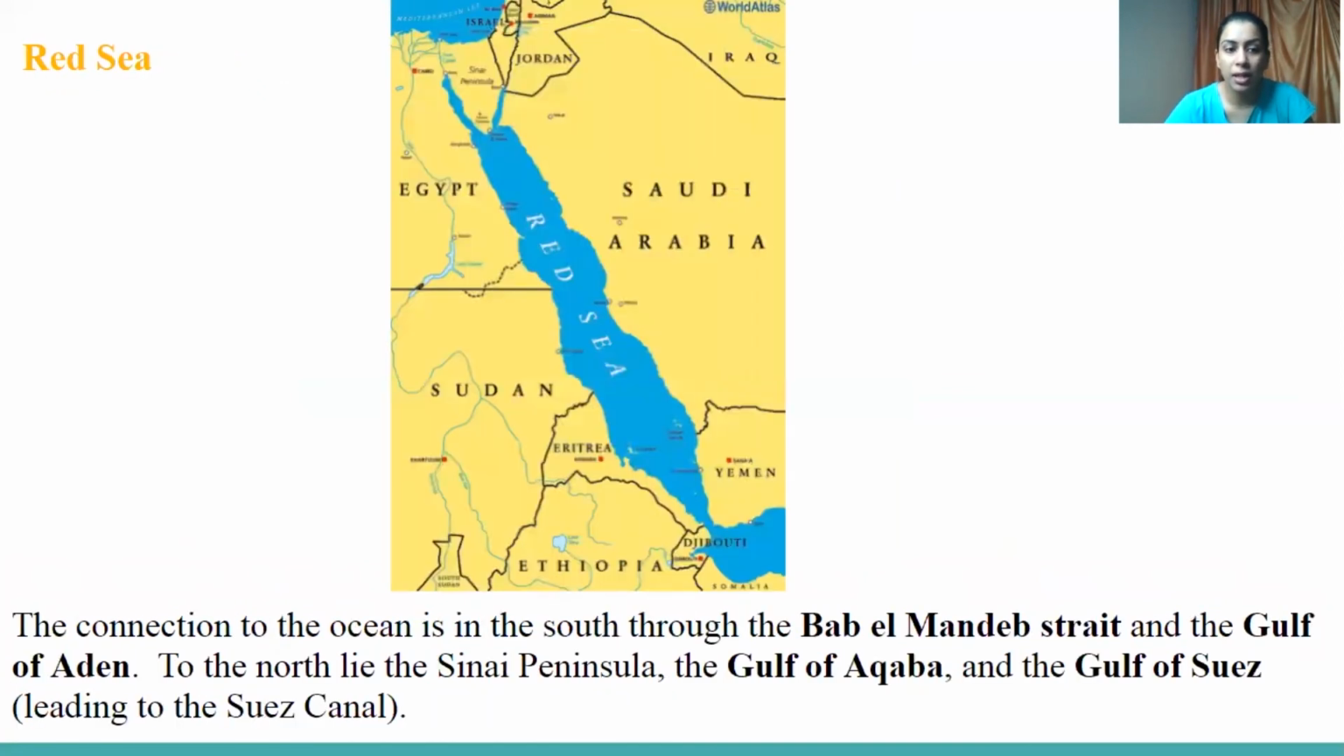Next is the Red Sea. So the connection to the ocean is in the south through the Bab el-Mandeb Strait and the Gulf of Aden. To the north lie the Sinai Peninsula, the Gulf of Aqaba, and the Gulf of Suez, that is leading to the Suez Canal.